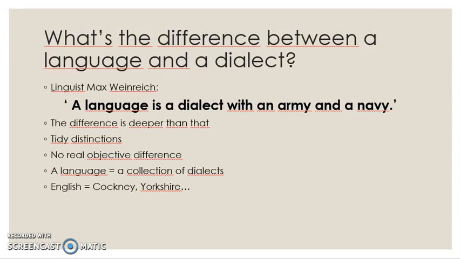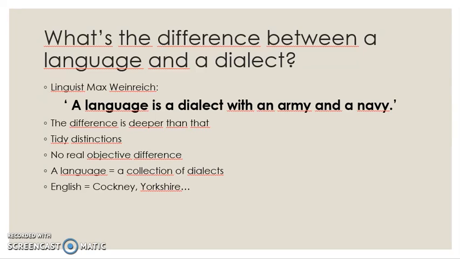The fact that linguists speak of two different concepts, a language and a dialect, implies that they can make tidy distinctions between these two. But in reality, there's no real objective difference between the two. A lot of English speakers think that a language is a collection of dialects, where speakers of different dialects within the same language can understand each other.